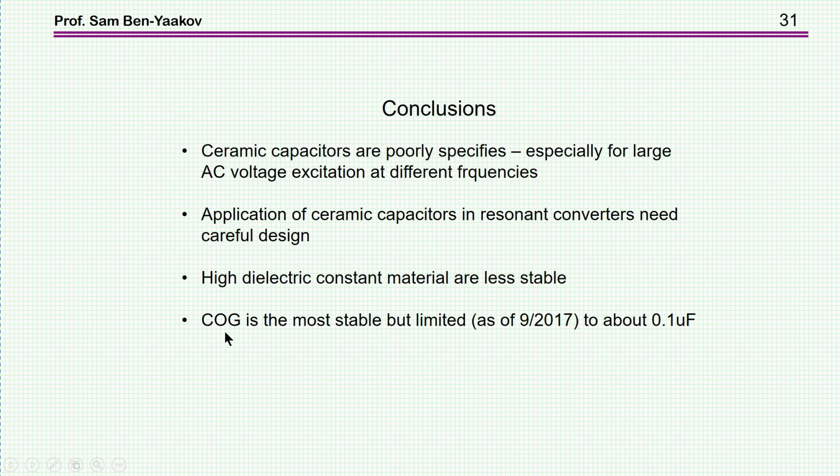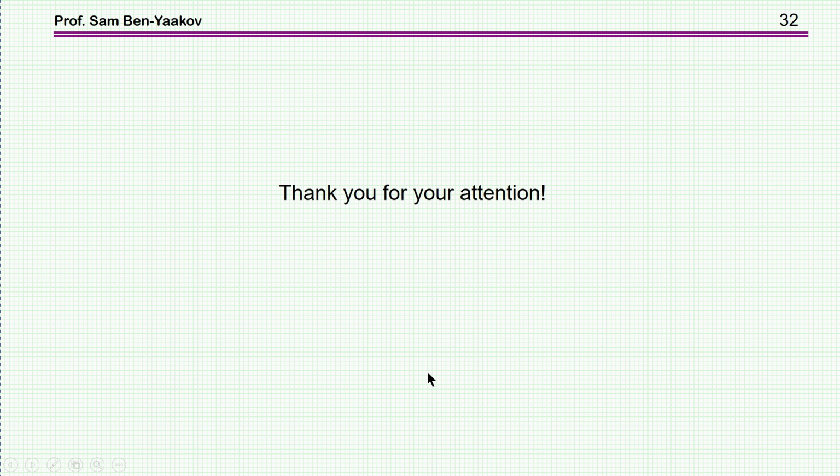COG or NP0 is the most stable, and it's a very good capacitor, but it's really limited. So in one package, you cannot get more than, say, as of now, more than about 0.1 or 0.2 microfarad capacitance per package. So if you need large capacitance, then of course you have a problem. You have to build a bank of capacitors if you really want to use this stable material.